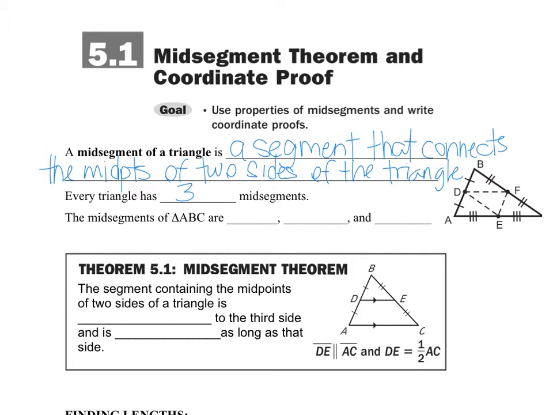So the mid-segments of this triangle ABC, so there should be a C there, are DF, FE, and ED.